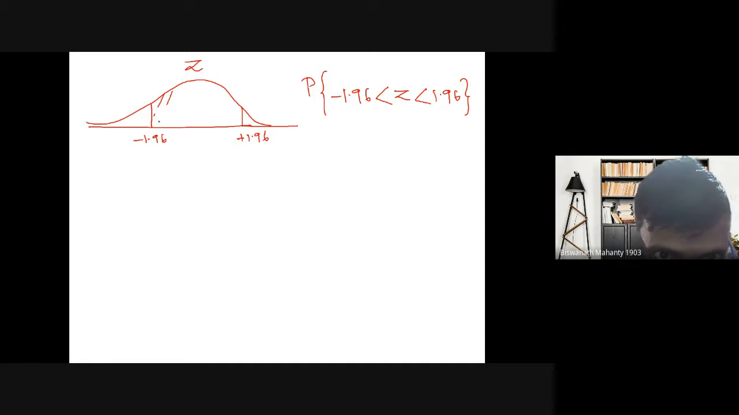I'm talking about this area. Can I talk about the same thing in a different manner? What is the different manner? Why don't I say this area as anything less than this, minus anything less than this? I mean to say anything less than plus 1.96, minus this tail portion. Yes or no? Yes, sir. I'm talking about this area instead of talking about this area.